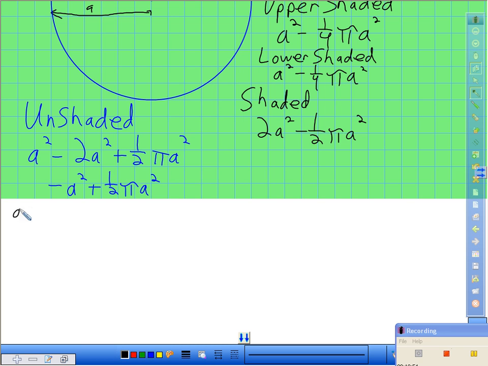So if I say A is equal to 1, now I've got -1 plus 1/2, right? Agree? Right? Here I have 2 minus 1/2. So the question is, which is bigger?